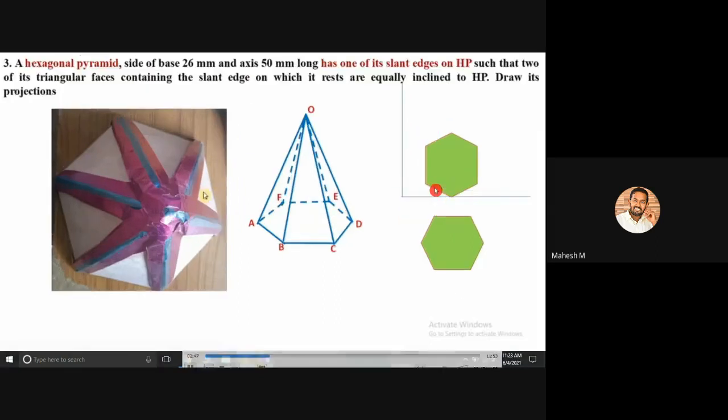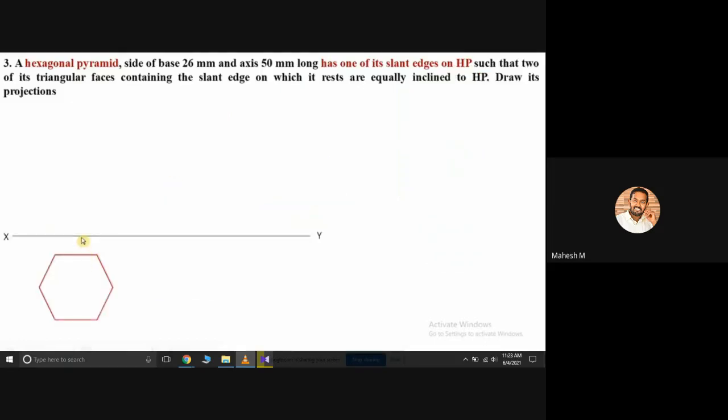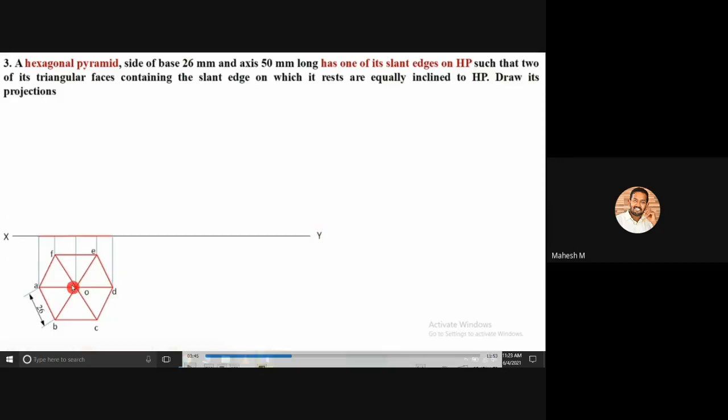Okay, so you can create your top view with the hexagonal shape, and since it is a pyramid, you have to connect all the corners with dot line like this. Okay, then you can project your 7 points towards front view.